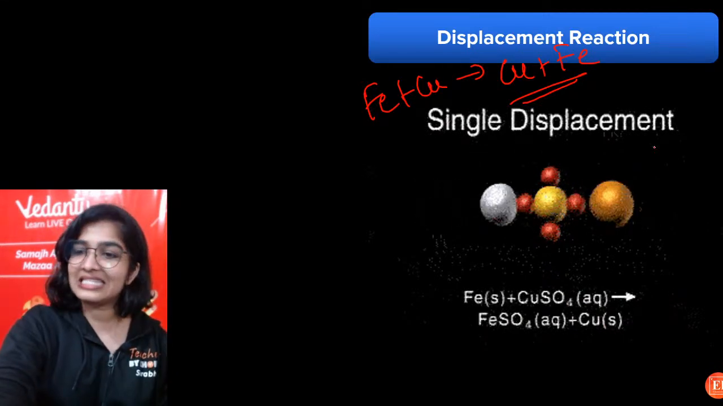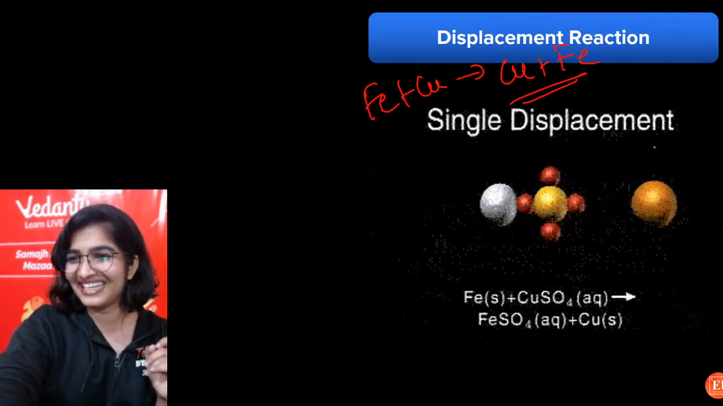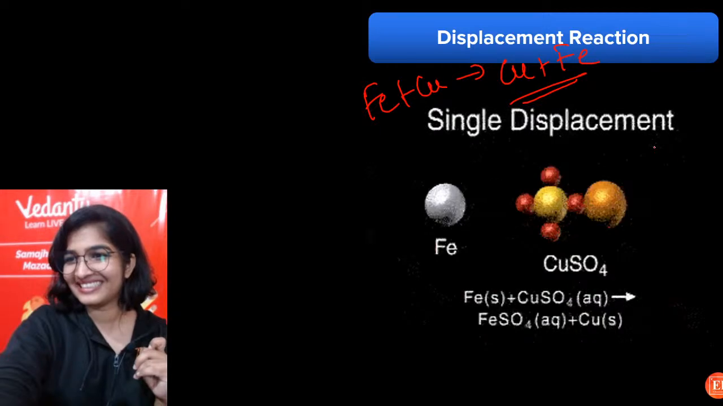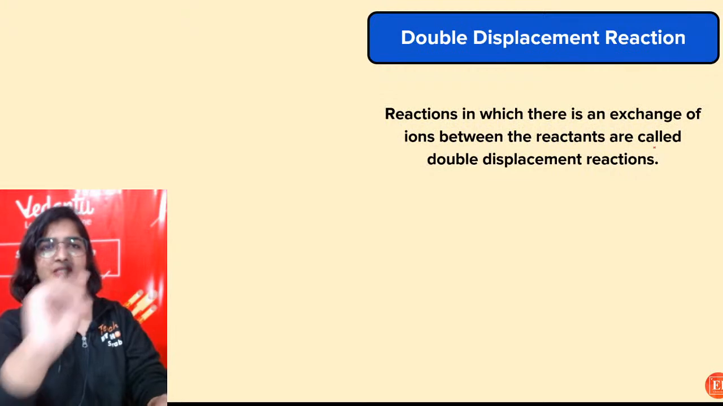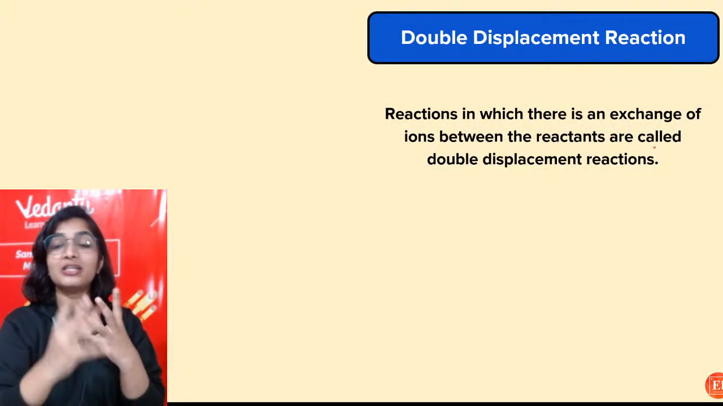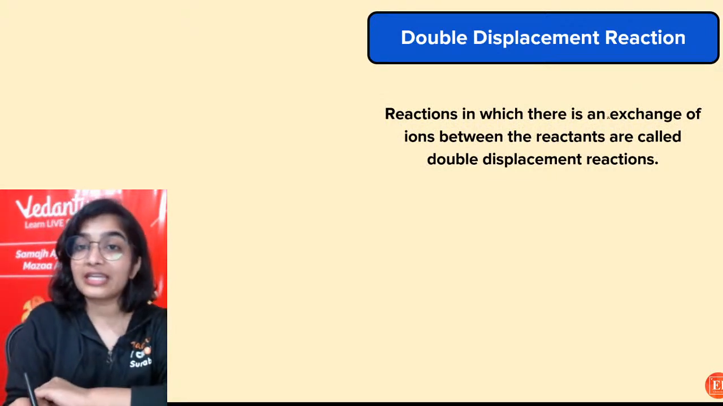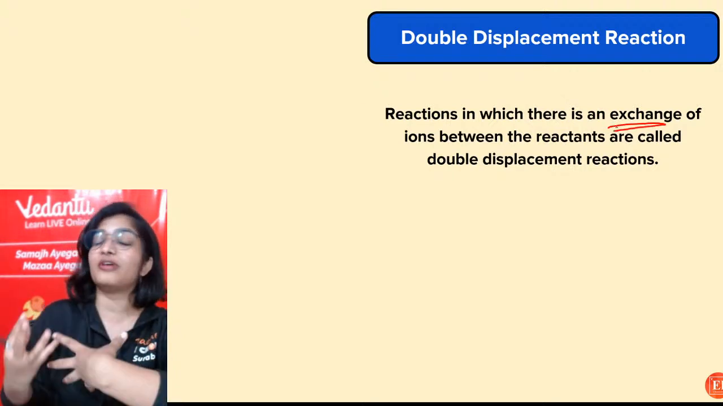Okay. So double displacement reaction. What happens here is, in this reaction there is an exchange of ions.